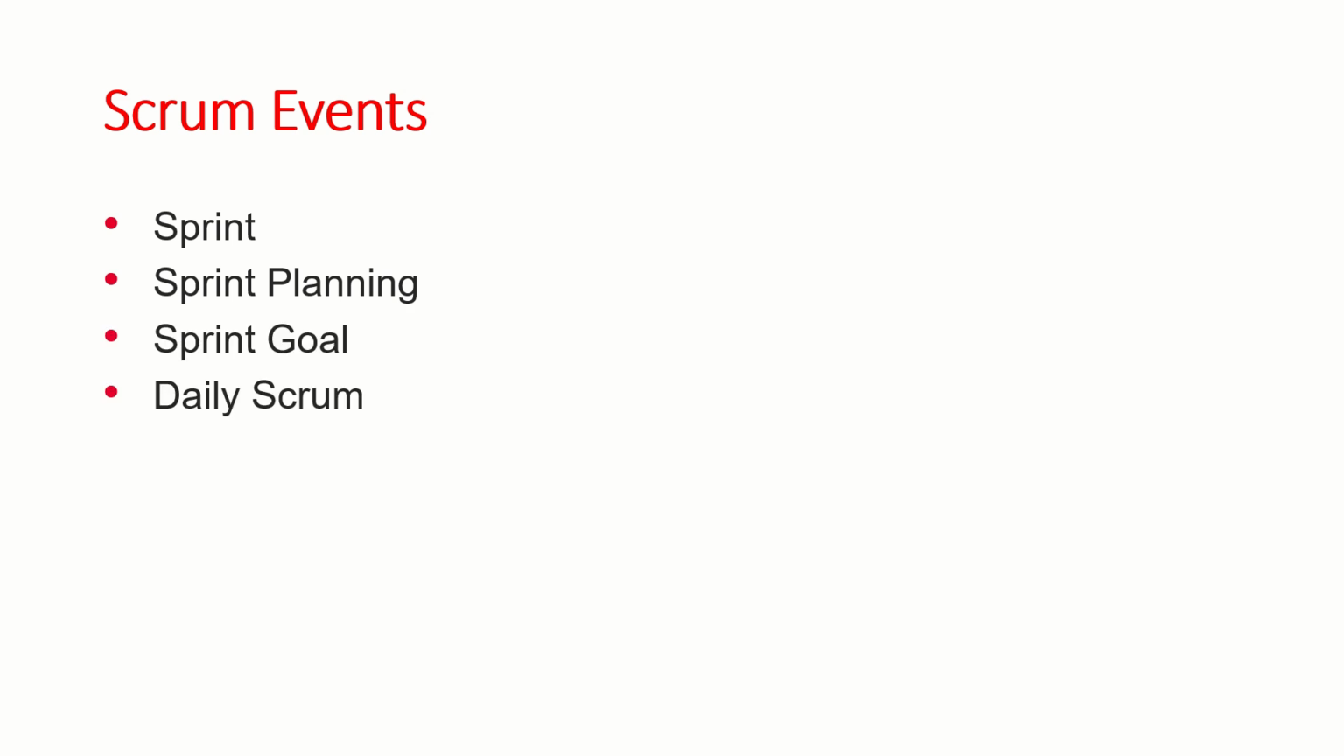What are the Scrum events? Number one is the sprint. There is a term used in Scrum methodology which is called sprint. There is another term used called sprint planning. These are the events. Next is sprint goal, daily Scrum, sprint review, and sprint retrospective.